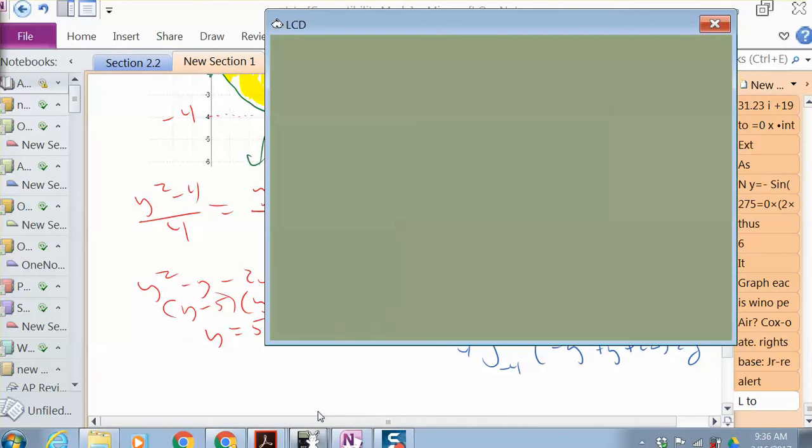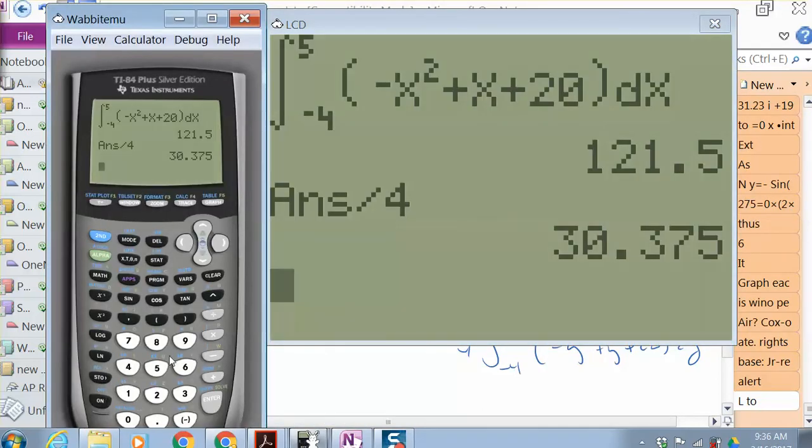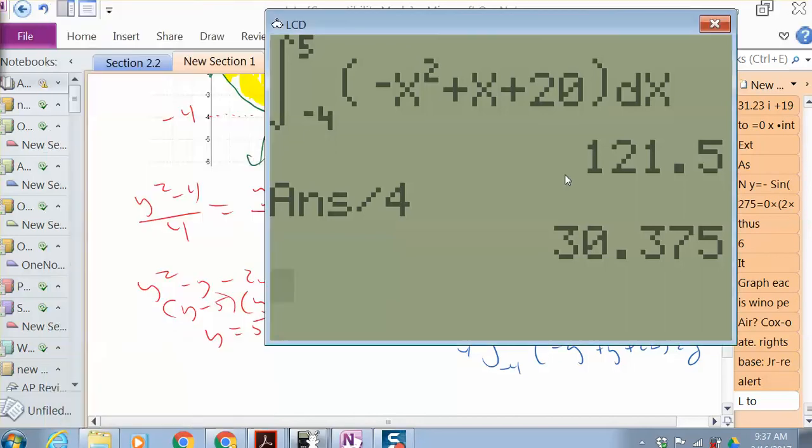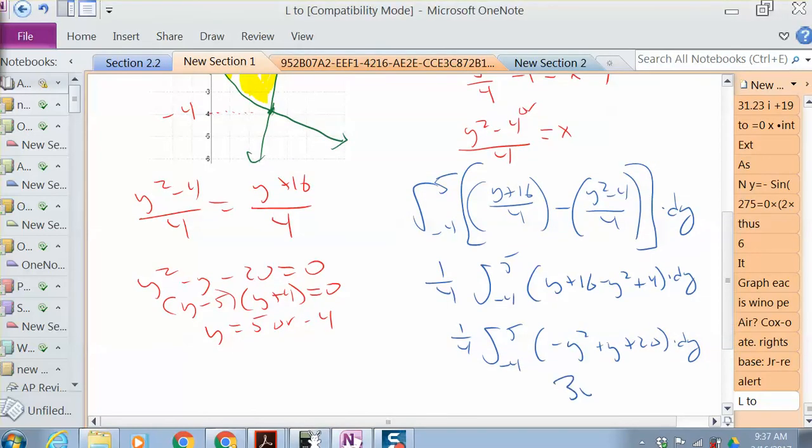So I am actually okay if you were to use a calculator for this. You can see I already have it worked out for you guys. And the variable is arbitrary, it doesn't really matter. But if you have the right expression, and then of course we have to multiply by 1/4 or divide by 4, you would get 30.375 for your area. So it's 30.375. Okay, and that concludes the 7-2 notes.